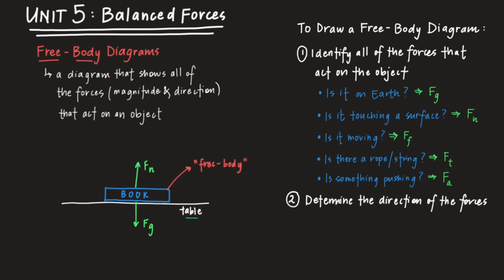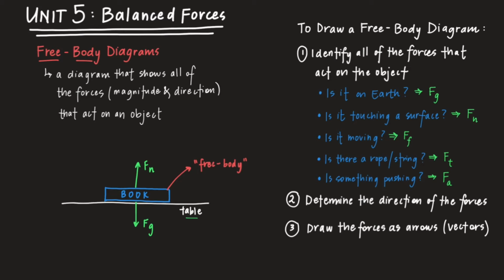And then our second step is to determine the direction of those forces. So for example, we know that the force of gravity always points down. We know the force of friction always opposes motion. The force of tension is in the direction of that rope or string. Our third step is to actually draw the forces as arrows or as vectors with some magnitude and direction to identify how strong those forces are acting.